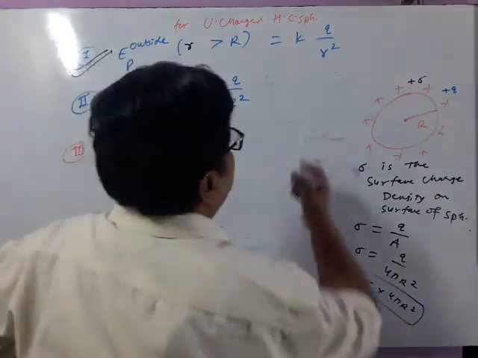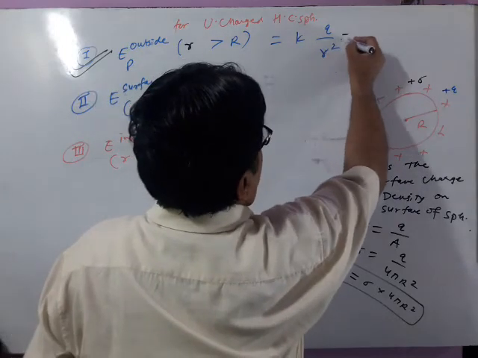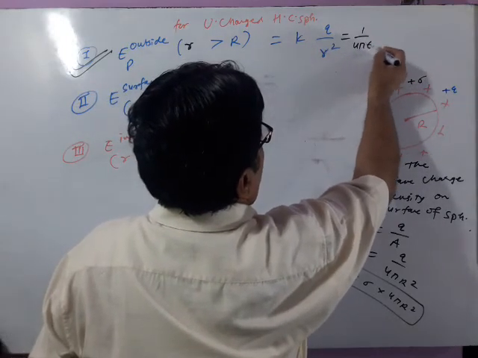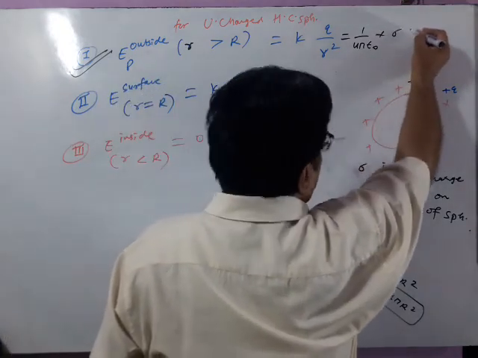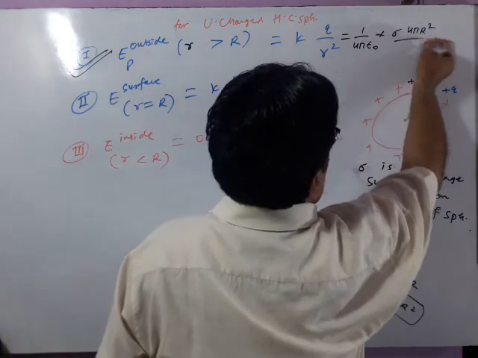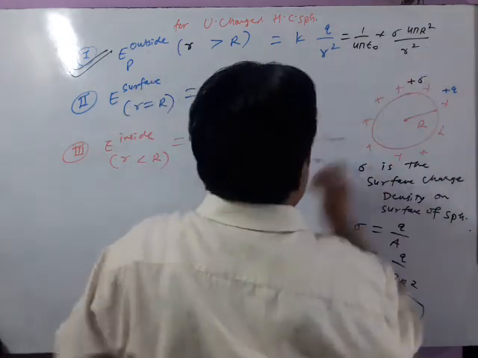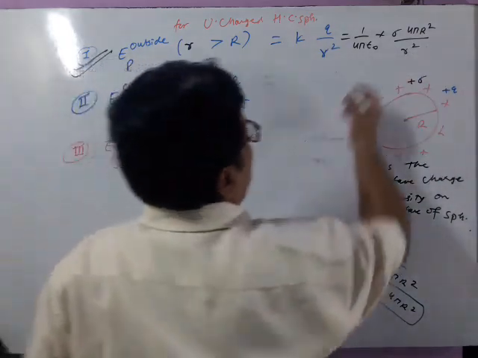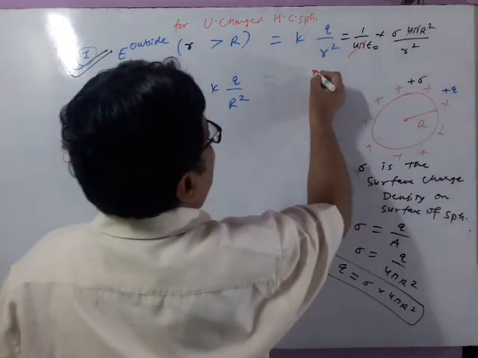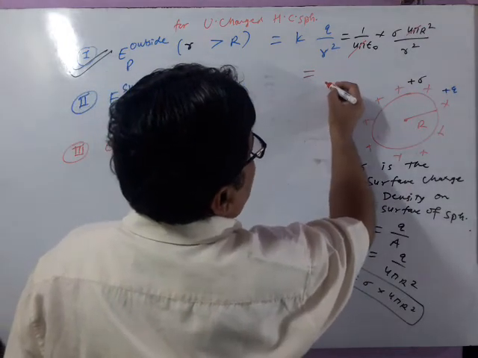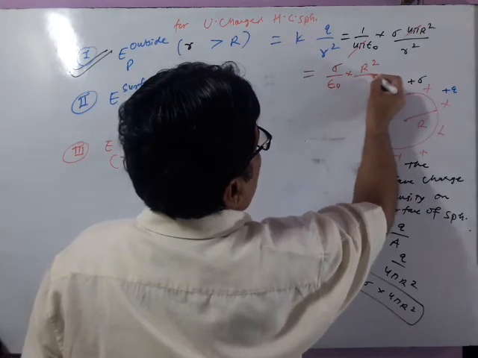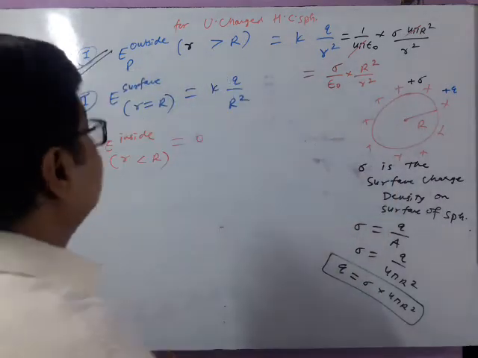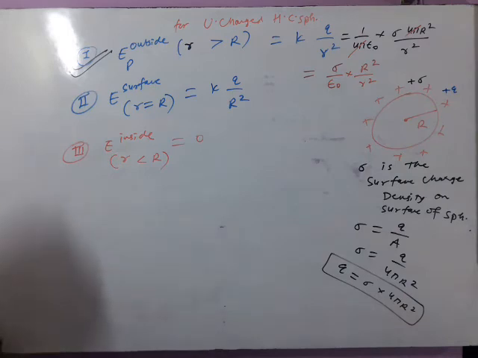See, I am inputting. What is K? K is Coulomb's constant 1 by 4 pi epsilon naught, and this is Q, sigma into 4 pi r square, divided by small r square. Now you simplify, 4 pi cancelling, and electric field for outside is sigma by epsilon naught into r square by r square. Inside it will remain 0.